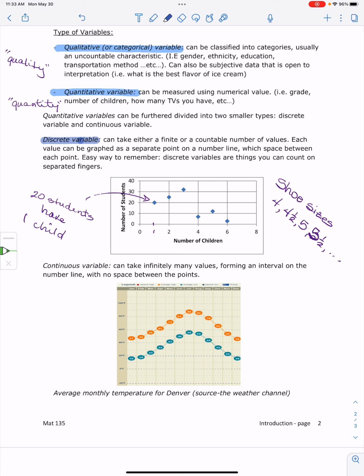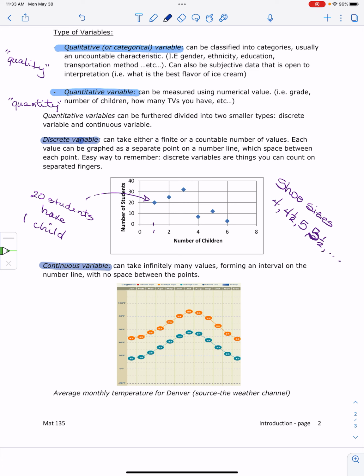This is different than our other type of numerical variable. We have continuous variables. These can take infinitely many values, and the best way to think about this is, here we're talking about average monthly temperatures. If I want to get from 42 to 44 degrees, I have to pass through everything between them. Even if I don't mark it, I have to hit 42.1 degrees at some point to move on to 42.15 and 42.2. Okay.